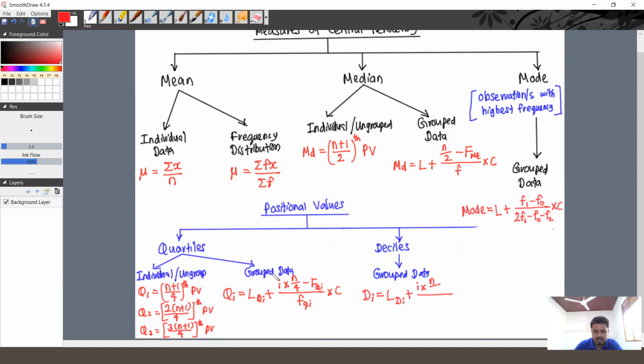Now you know in quartiles we have divided n by 4. Here n needs to be divided by not 4 but by 10, minus capital F Di, divided by simple f Di, into c. Deciles.